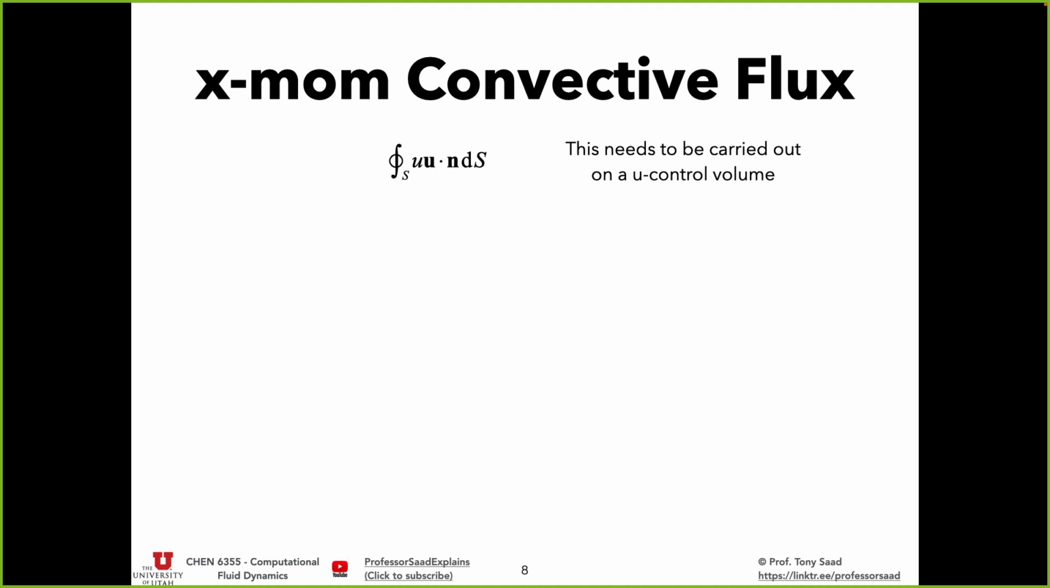is the x momentum convective flux, okay? And this is given by the surface integral on the x momentum control volume. So that's that yellow control volume, okay? We're convecting the x momentum component, u, per unit mass. So rho u per rho is u, right? So that's u, the u velocity convected with u and v. So it convects itself and convects itself with the v component. But this needs to be carried out on a u control volume, okay?